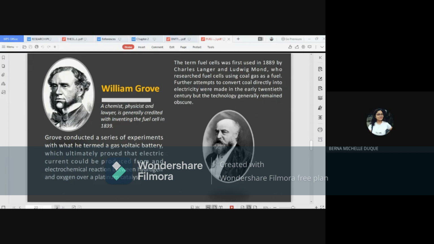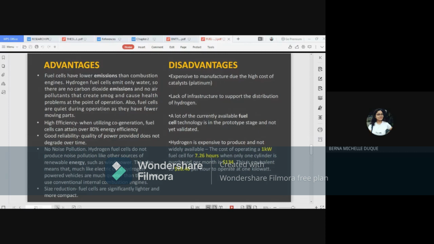At around the same time, Harry Karl fitted a modified 15 kilowatt Bacon cell to an Allis-Chalmers agricultural tractor. Allis-Chalmers, in partnership with the U.S. Air Force, subsequently developed a number of fuel cell-powered vehicles, including a forklift truck, a golf cart, and a submersible vessel. Next is about the fuel cell advantages and disadvantages.